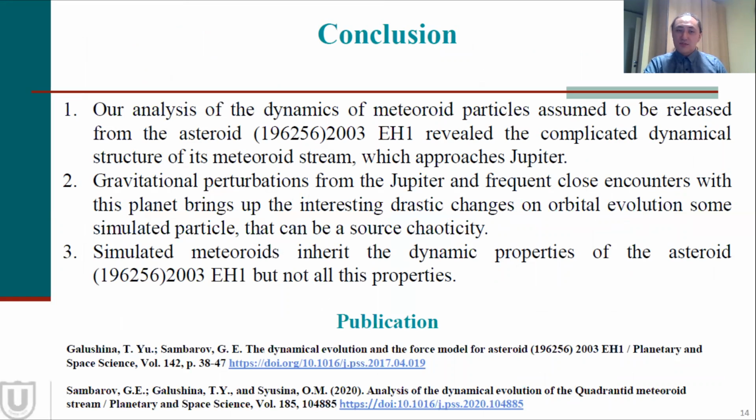In conclusion, I want to say that in our analysis, the dynamics of meteoroid particles assumed to be ejected from the asteroid revealed a complicated dynamical structure of a meteoroid stream that approaches Jupiter. The increase of the MEGNO parameter has been observed at moments of changes in the semi-major axis and multiple close encounters with Jupiter near the Hill sphere, which can be sources of chaoticity. Gravitational perturbation from Jupiter and frequent close encounters with the planet bring drastic changes in the orbital evolution of some test particles. The exit from the Kozai resonance contributed to the manifestation of chaotic motion in certain particles.